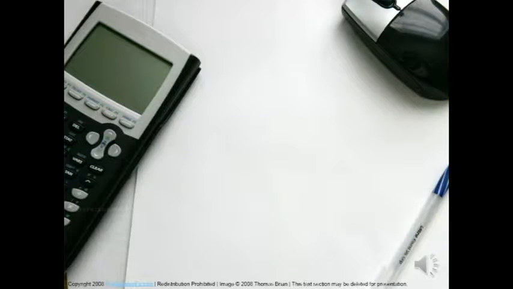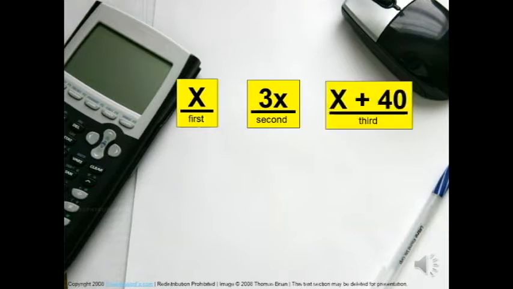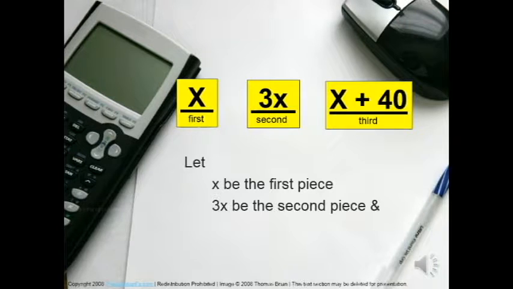First, we'll select a variable to represent the length of one of those pieces. Since the length of the second piece is described in terms of the length of the first piece, we'll have x represent the length of the first piece. The length of the second piece must be 3 times x. We can now write an expression for the length of the third piece, which is 40 meters longer than the length of the first piece. So we have x be the first piece, 3x be the second piece, and x plus 40 be the third piece.